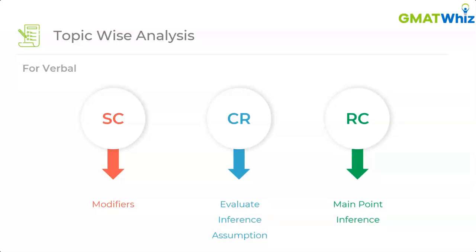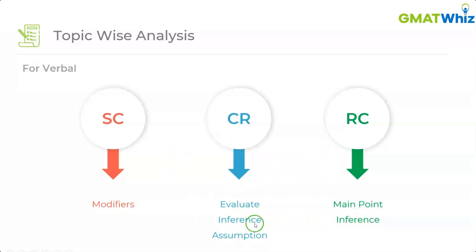And in RC, maybe main point and inference are the areas that you are not performing well in. So the topic level analysis will help you understand in which module you need to focus more on. For example, in this scenario, I would say, hey, CR looks dicey. The assumption family is something that you're not really good at. Focus on CR and maybe you'll be able to boost your score more.